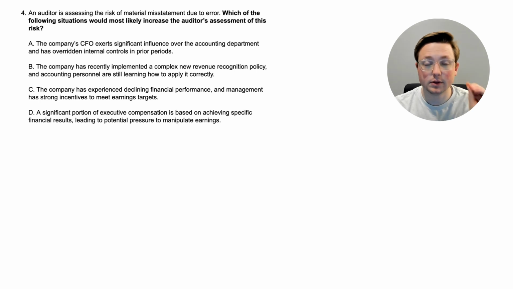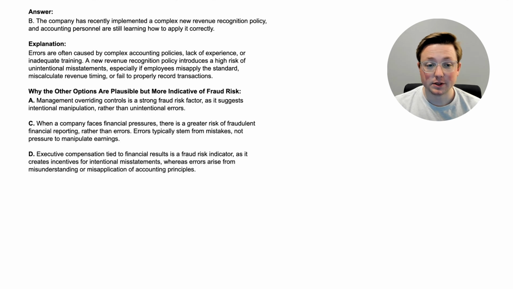Now pause the video and think through this. We're talking about error instead of fraud here, so think about that. And when you're ready, come back. We'll look at the answer together. All right, here we are. The answer is B. The company has recently implemented a complex new revenue recognition policy and accounting personnel are still learning how to apply it correctly. So this would be something that would more likely lead to risk of material misstatement when it comes to error instead of fraud. So let's read through this.